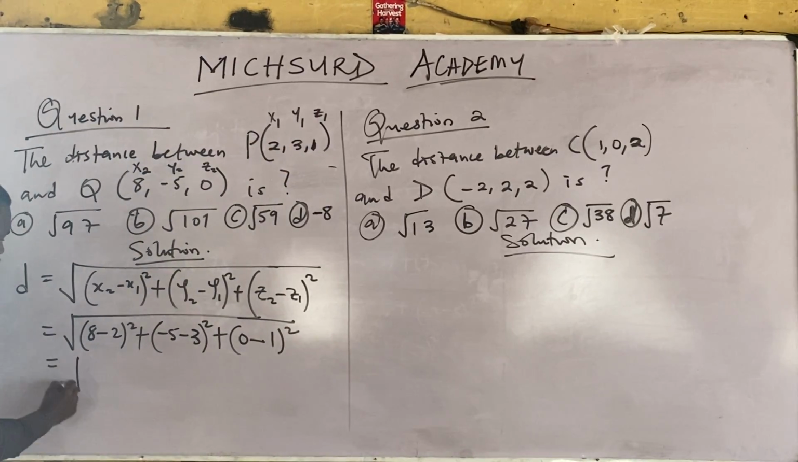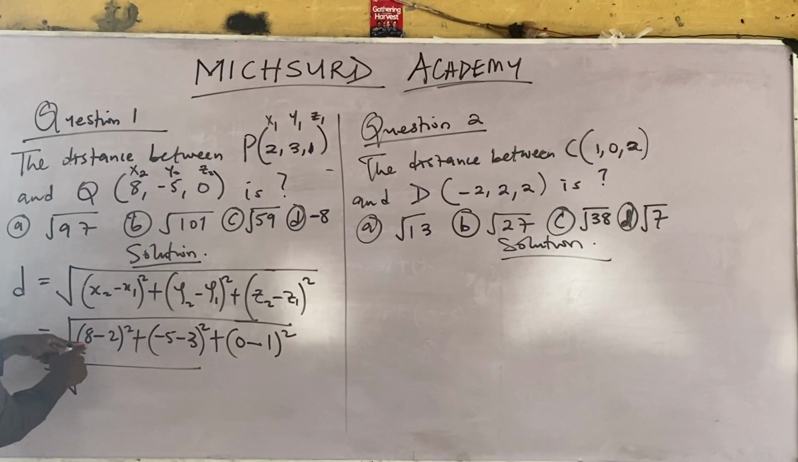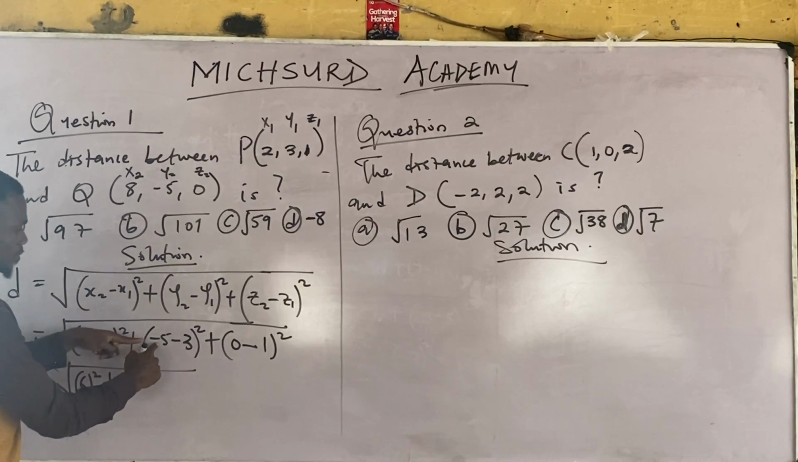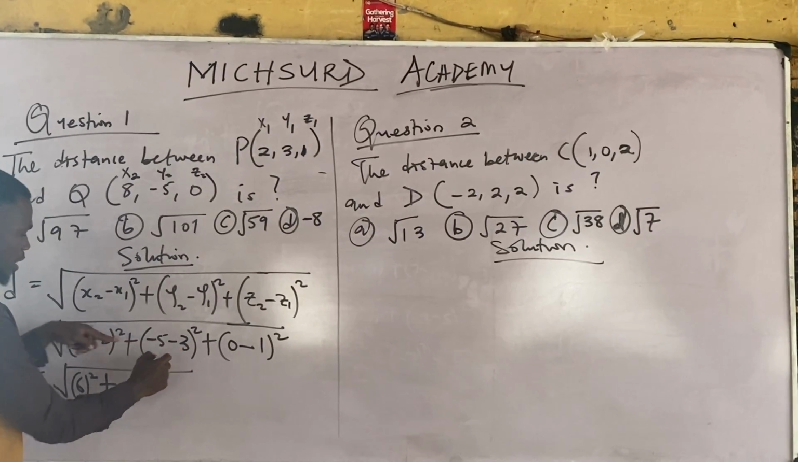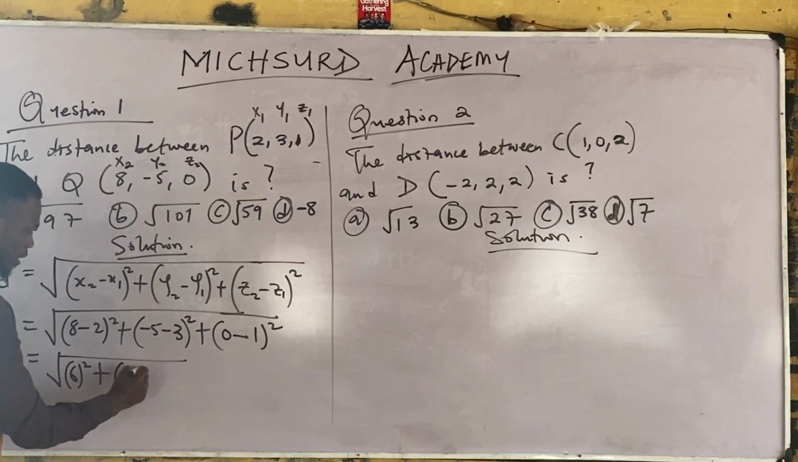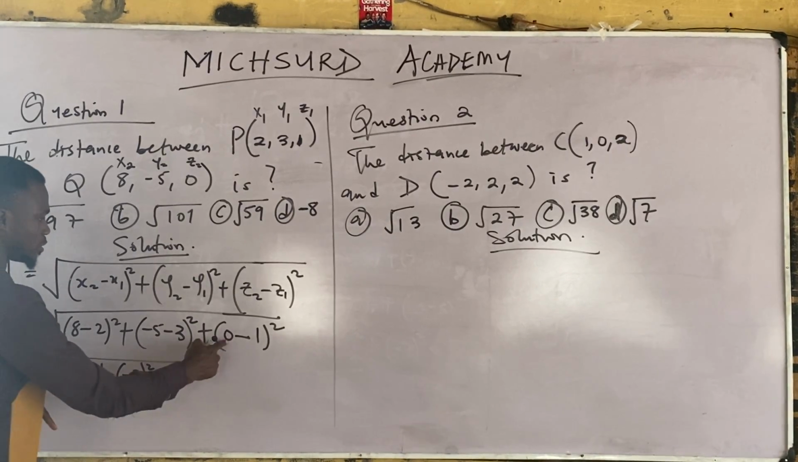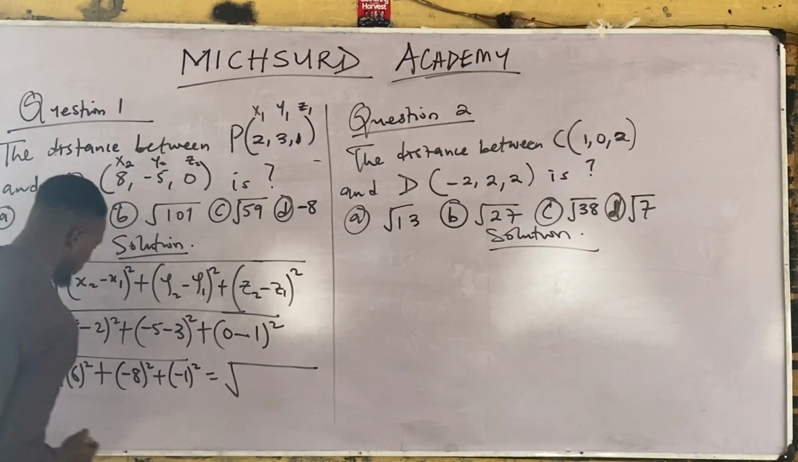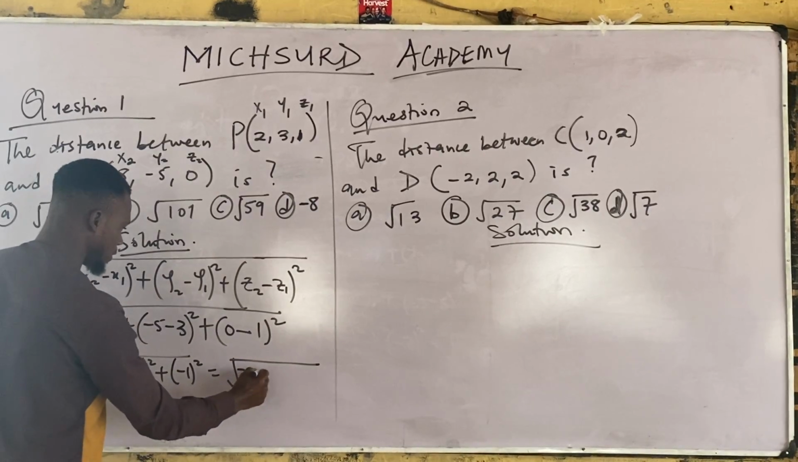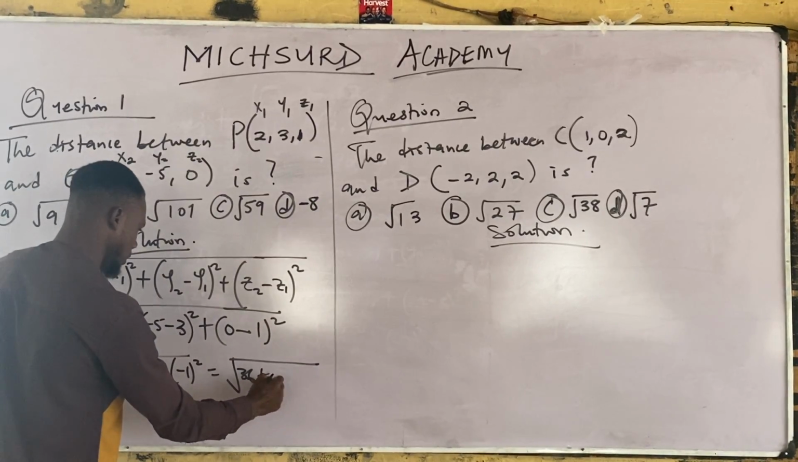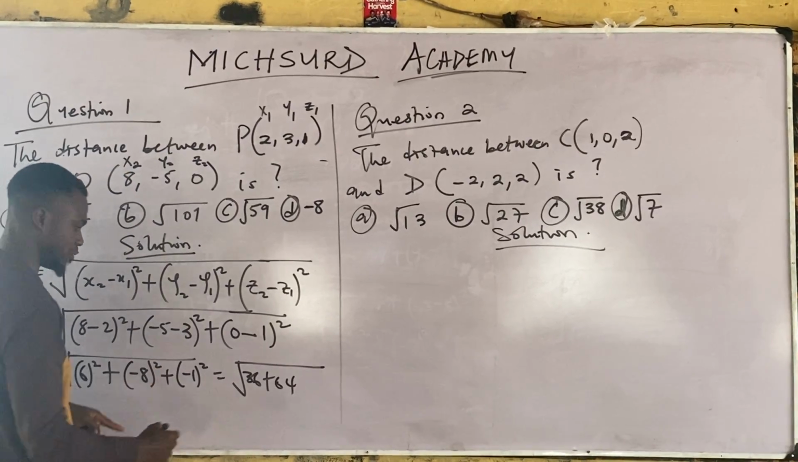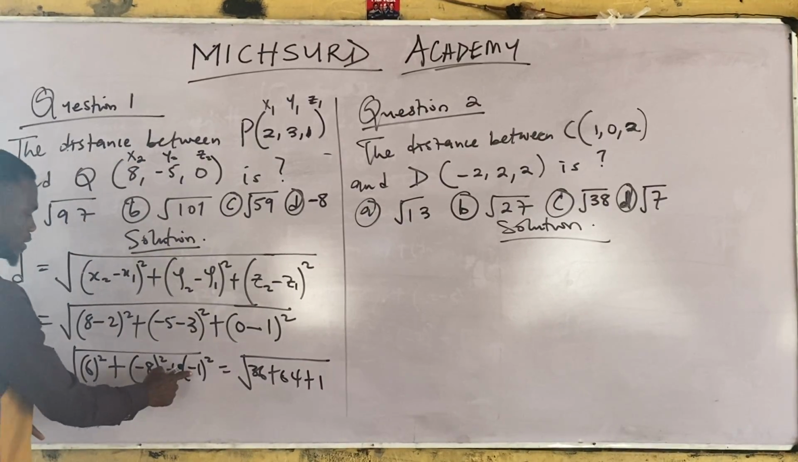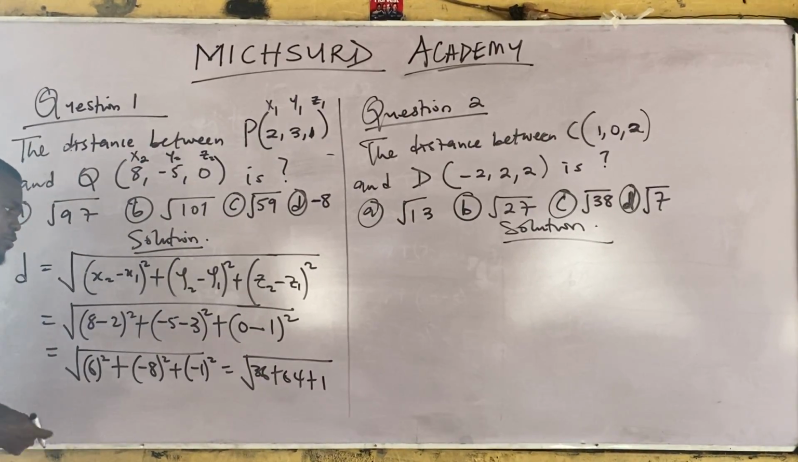So if you solve this, this will be the square root. Now 8 minus 2 will give us 6, so we have 6 squared. Minus 5 minus 3 will give us minus 8, so we have minus 8 all squared. Then 0 minus 1 will give us minus 1, so minus 1 squared. So this is 36 plus 64, that is minus 8 squared is 64, then plus 1 squared is 1. Remember, the minus will disappear when you take the square.